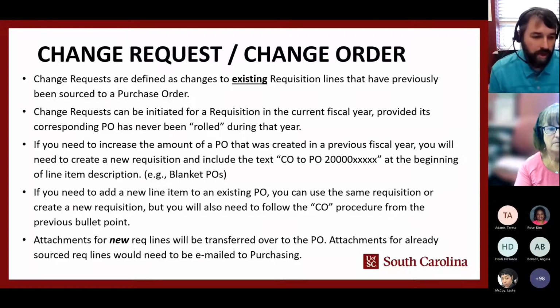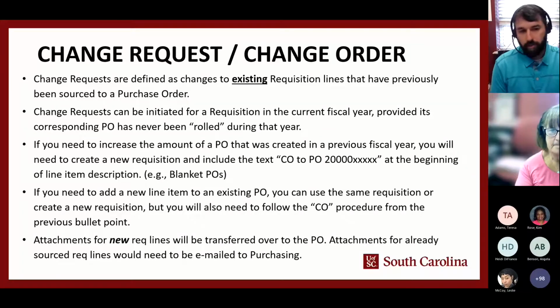Now, there's another caveat. There's plenty of those in PeopleSoft, but if you put an attachment on the comment section of a new rec line, those attachments will go along. So if you had the new quote with the extra line items on it, it will be transferred into the PO when the buyer adds that new rec line into the PO to create the change order. However, attachments for already sourced rec lines, so those original rec lines that were used when the PO was created, no attachments will get transferred at that point.